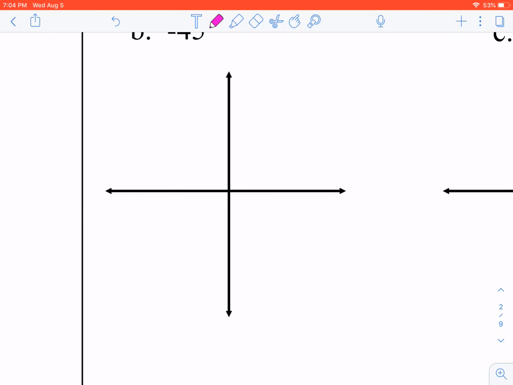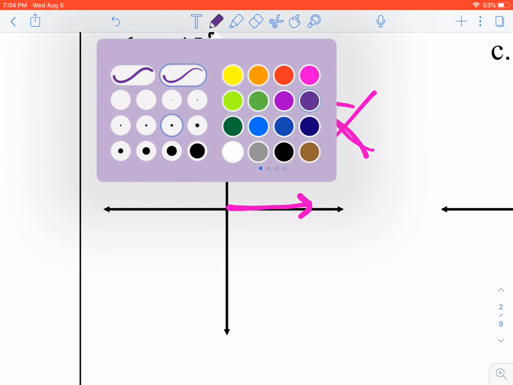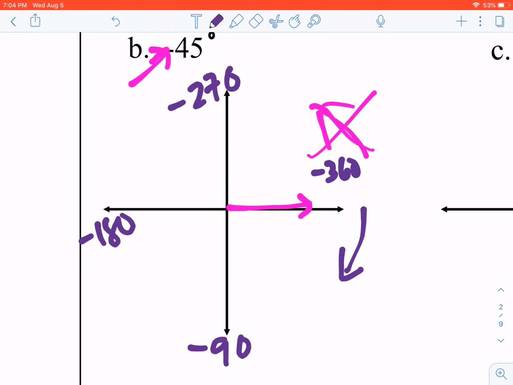All right, let's talk about negative 45. We always start our angles on the positive x-axis. But since this is a negative angle, I'm not going to go in that direction. Instead, I'm going to go in this direction. If I go clockwise, this would be your negative 90, your negative 180, your negative 270, all the way back to negative 360. Negative 45 is less than negative 90, and that's going to be right smack dab in the middle. So this would be a negative 45-degree angle in standard position.